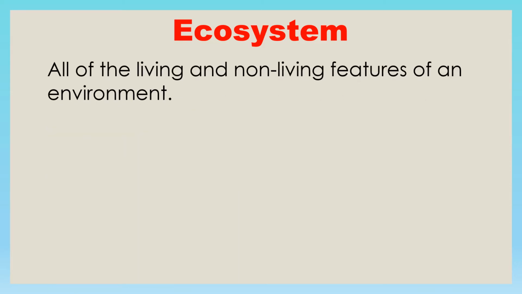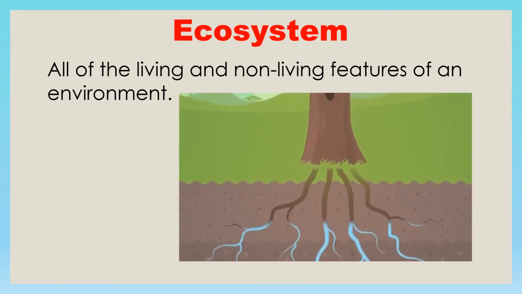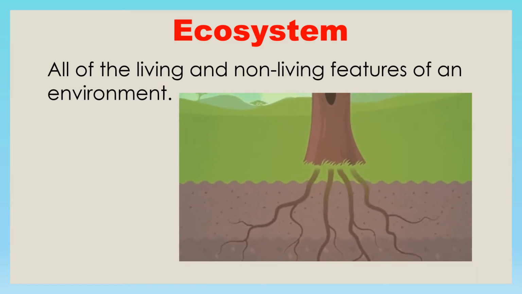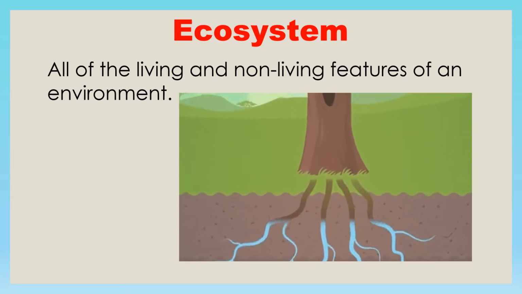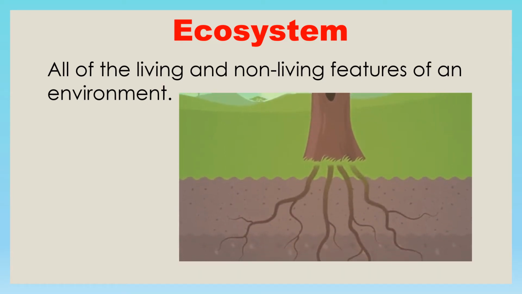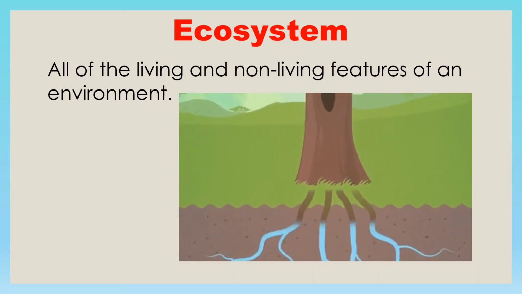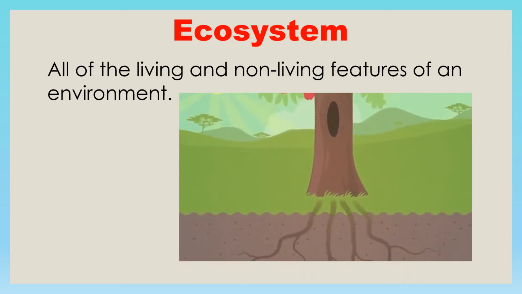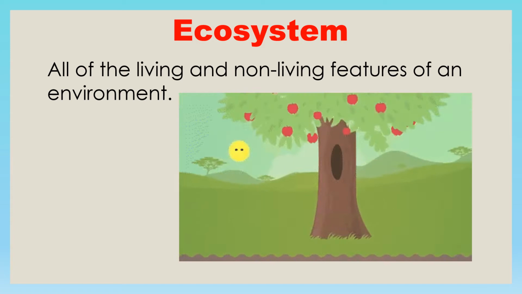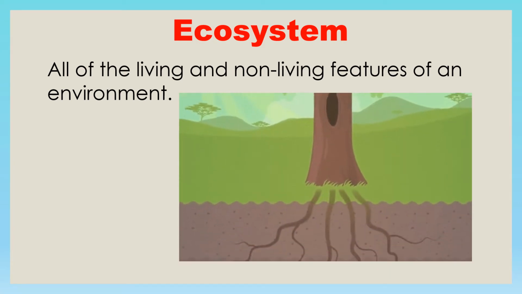Ecosystem. All of the living and non-living features of an environment. Look at this picture. You'll see the interaction of living and non-living things. The sun, atmosphere, air, and water are non-living features. Yet, these are important factors for living things to survive.